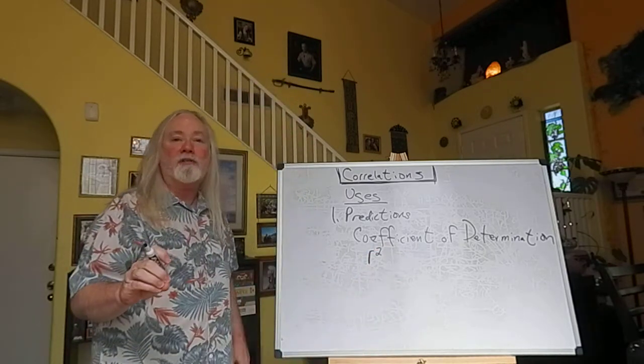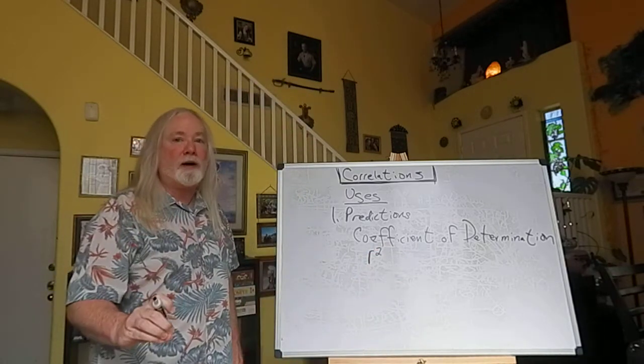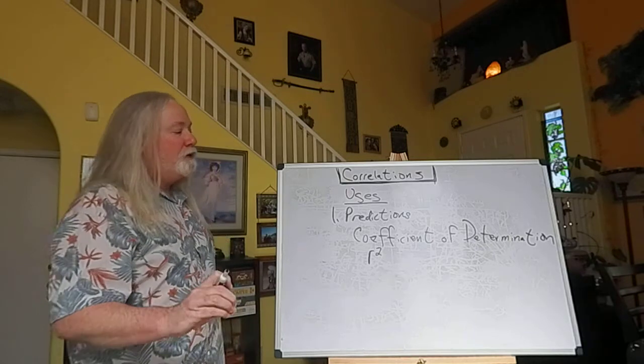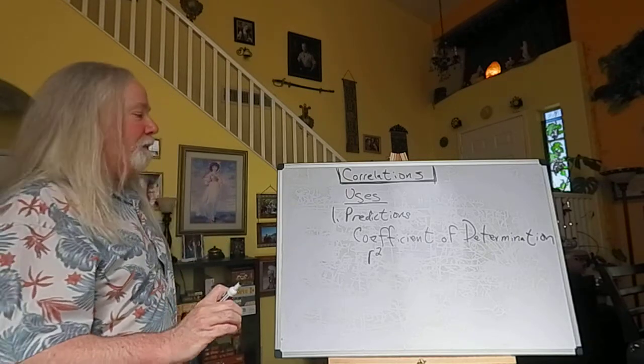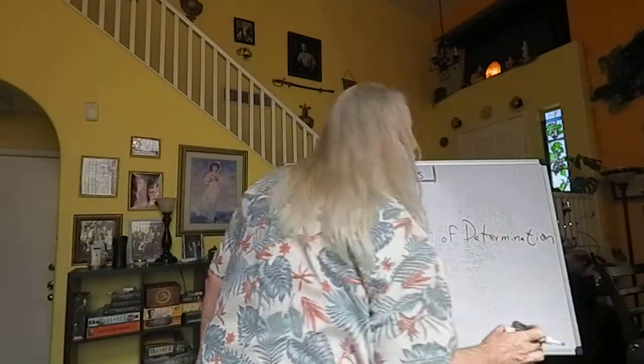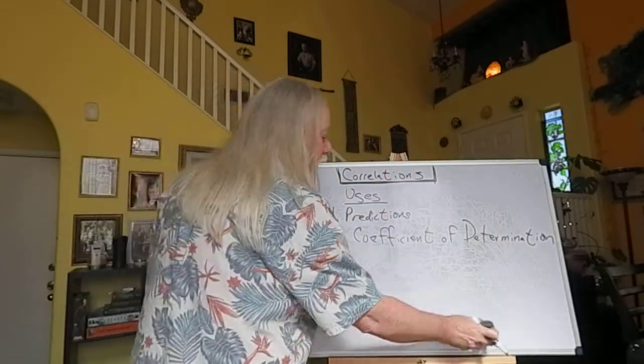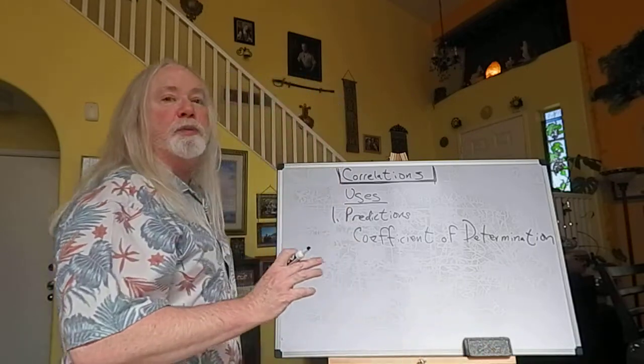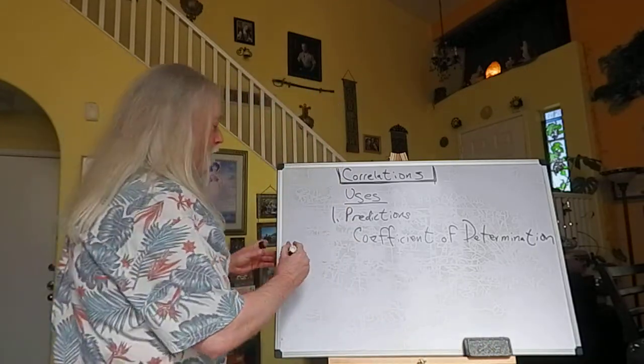Simply take your R value and square it. So let's look at a couple simple examples here. Let's pretend for a moment that our correlation coefficient, our R value, we happen to get a perfect score.